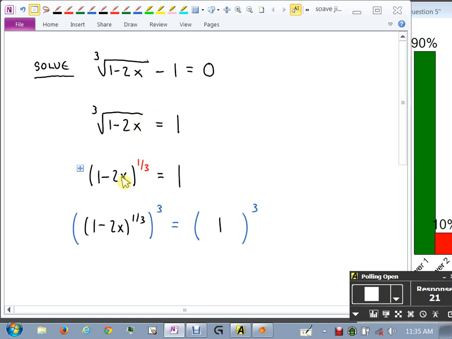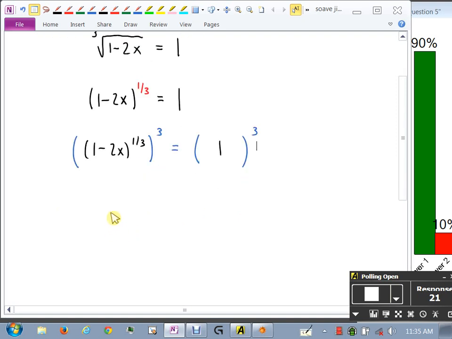And now using the fact that when you have something to a power, what do you do to these powers? Multiply, and they multiply to be 1/3 times 3 is 1, which is why we do it, right? Because that gives you 1. Anything to the 1 power is itself. So the left side becomes just 1 minus 2x, and the right side becomes 1 times 1 times 1, which is 1. Right? We good?